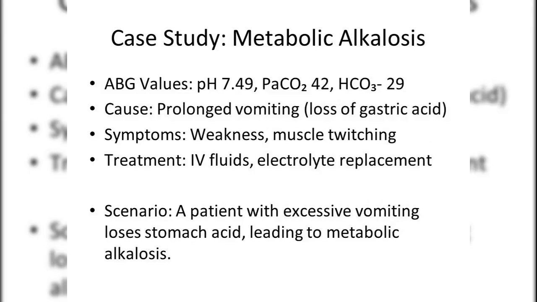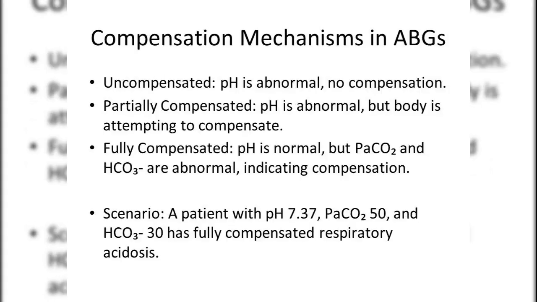In this scenario, a patient with a pH of 7.49, PaCO₂ of 42, and HCO₃ of 29 is diagnosed with metabolic alkalosis due to prolonged vomiting. Symptoms include weakness and muscle twitching, and treatment involves IV fluids and electrolyte replacement.